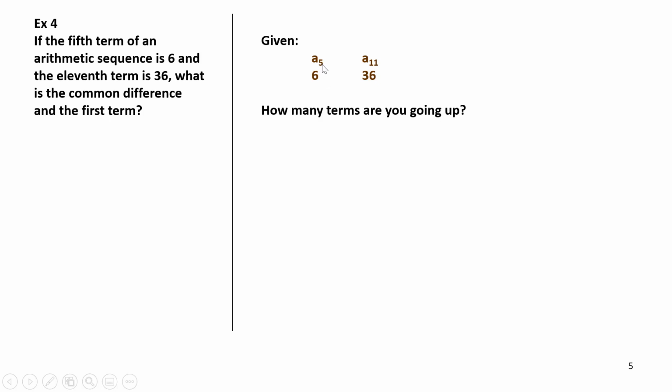How many d's do I need to add to get from term 5 to term 11? I need to add 6 of them, don't I? Hopefully that makes sense. How many terms are we going up? We're going up 6 terms. 11 take away 5 is 6 terms.